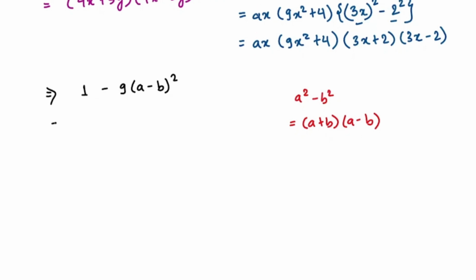So here in this question, we have 1, right? We can write 1 as 1 square. And then we have (9a minus b) whole square. We know that the square of 3 is 9.